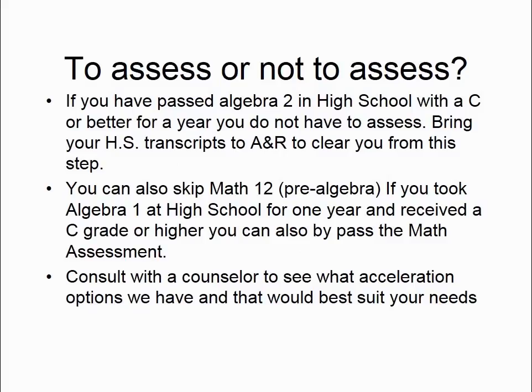To assess or not to assess. If you have passed Algebra 2 in high school with a C or better, you do not have to assess. Also, beginning fall of 2016, high school Algebra 1 with a grade of C or better will also count. Bring your high school transcripts to A&R to clear you from this step. Consult with the counselor to see if you can accelerate.